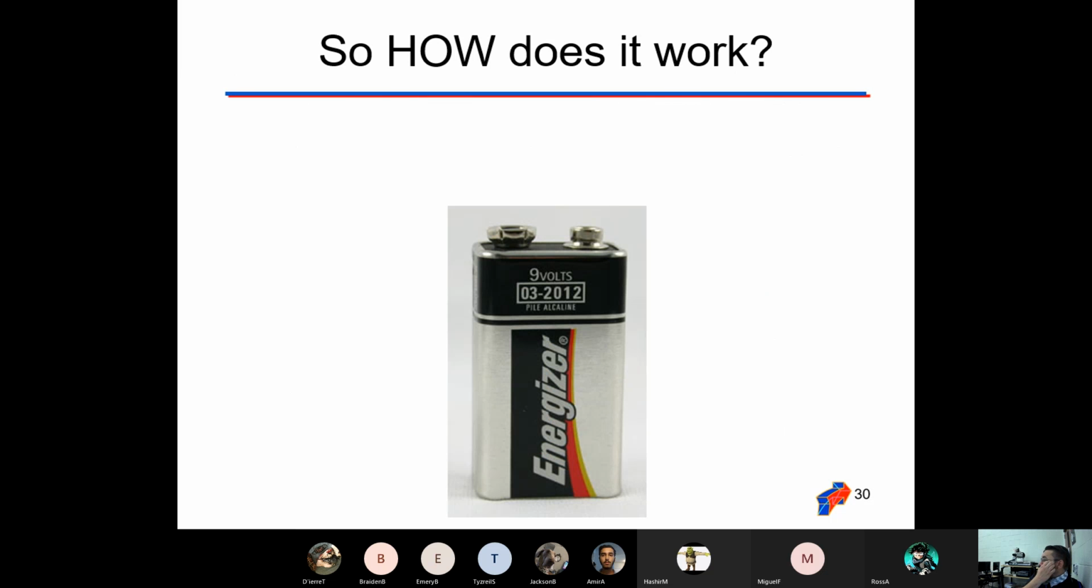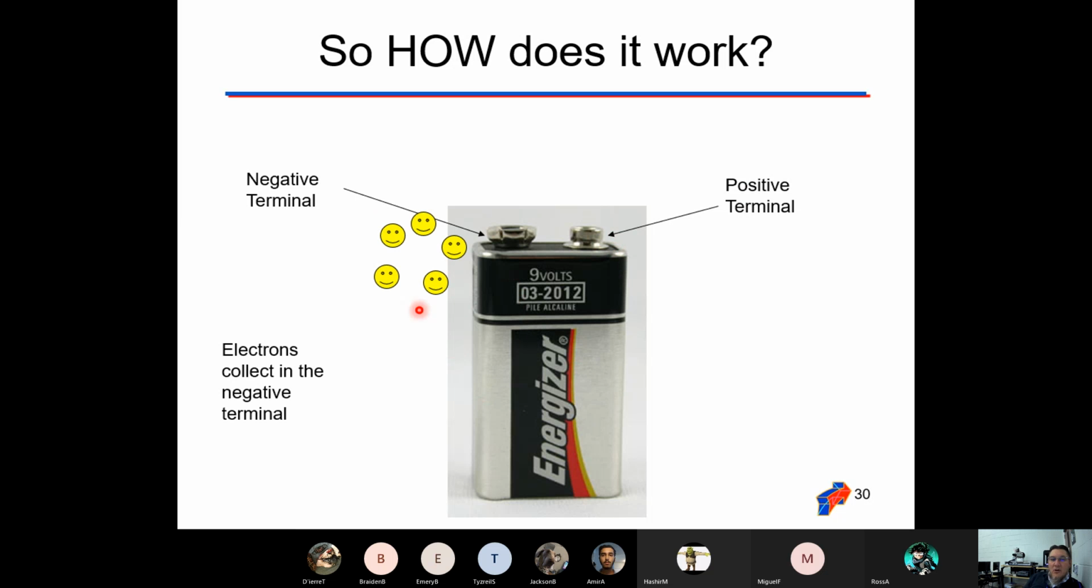All right, so how does this work? You have a negative terminal and a positive terminal. What you're going to do is have all of these electrons collect over here at the negative terminal. And if you remember, opposites attract. So these negative electrons are all trying to get over to the positive terminal, but they can't get there. So they all collect up here at the end of this battery.